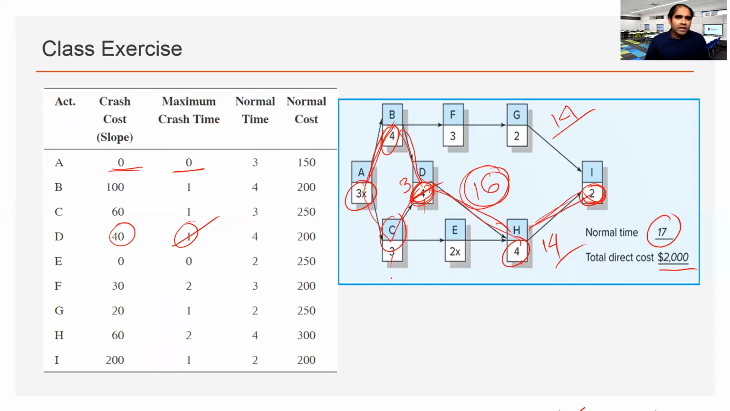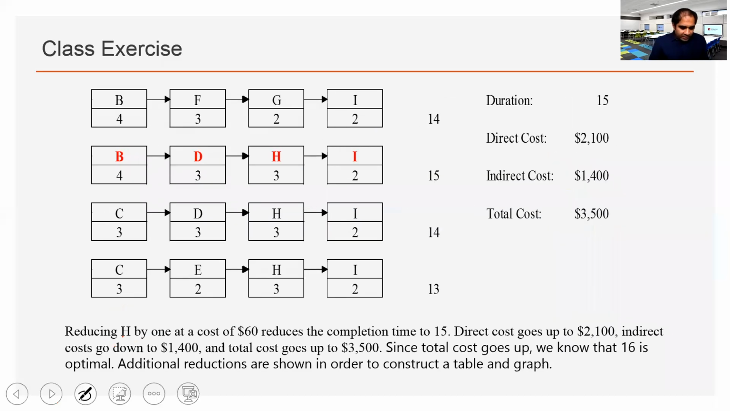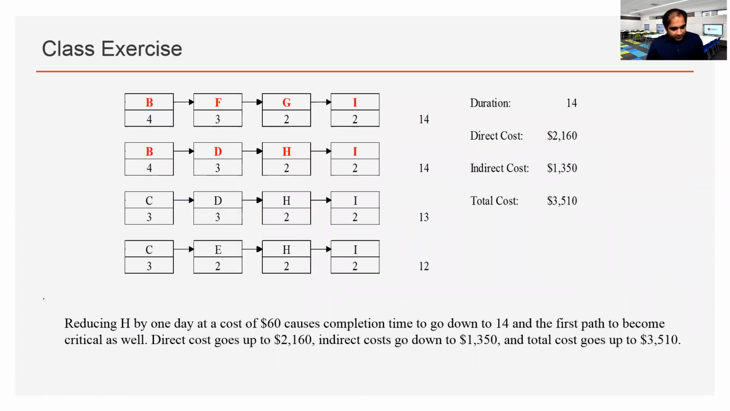Any questions? H is common in both chains. So now, if we crash H by 1 unit, add the additional 60, we have now the total cost. So that's how you proceed one by one and check.